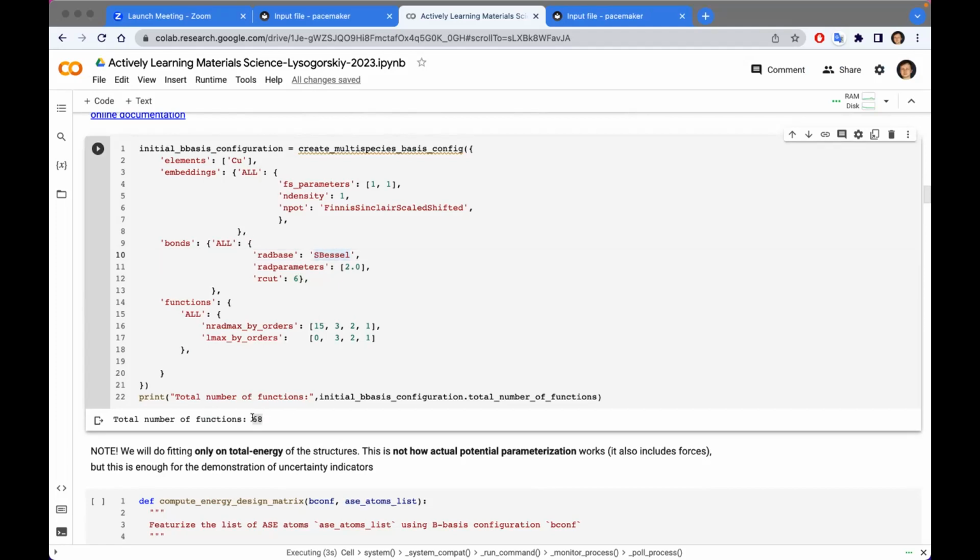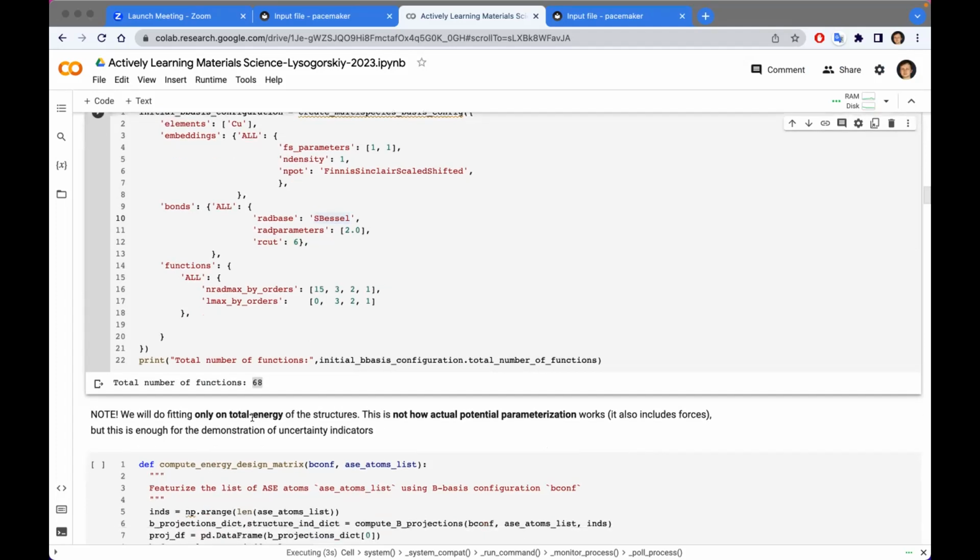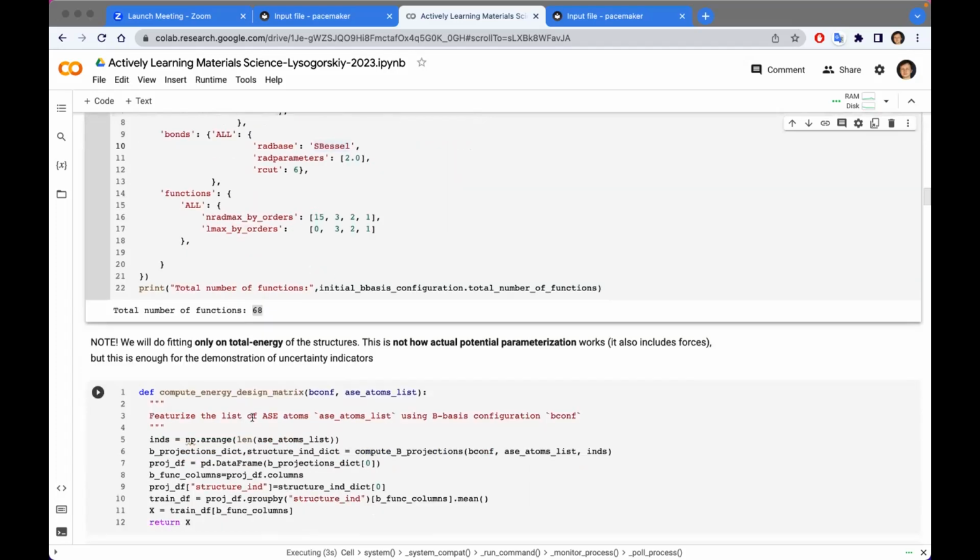Typical size for the production, 700, 1000. Right, but because we have small data sets, I don't want to have the over-determined or under-determined system. Otherwise, that would not work. So, yes.